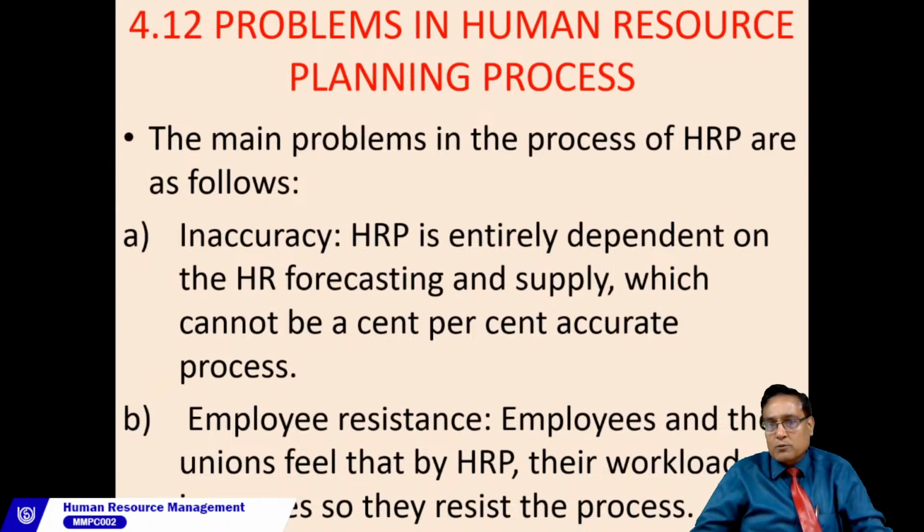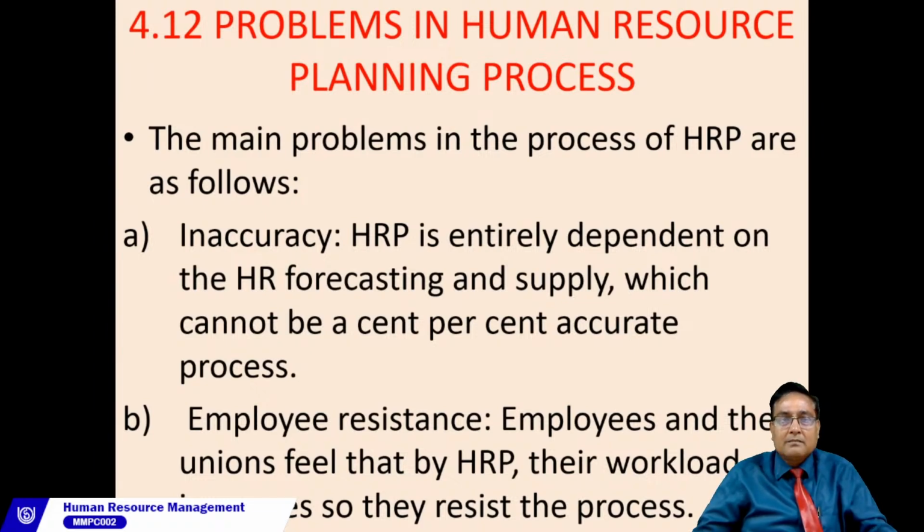Problems in the human resource planning process. The main problems of HRP: inaccuracy, as HRP depends entirely on HR forecasting and supply, which cannot be one hundred percent accurate. Then employee resistance: employees and their unions feel that with HRP their workload will increase, so there is resistance.